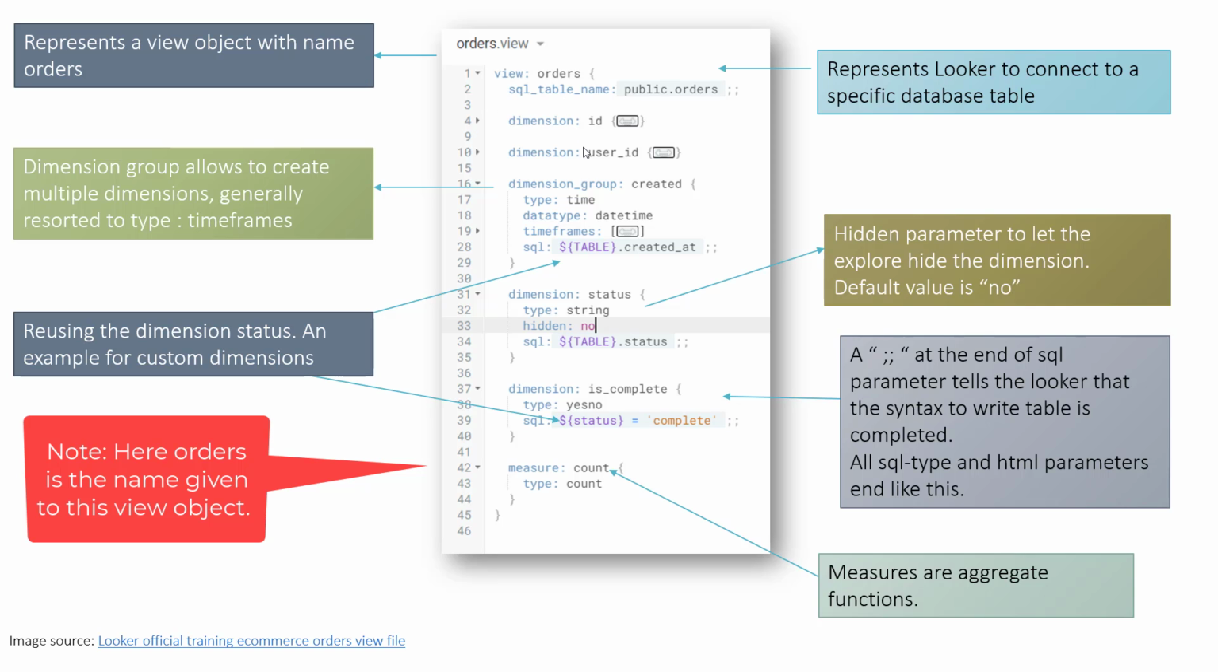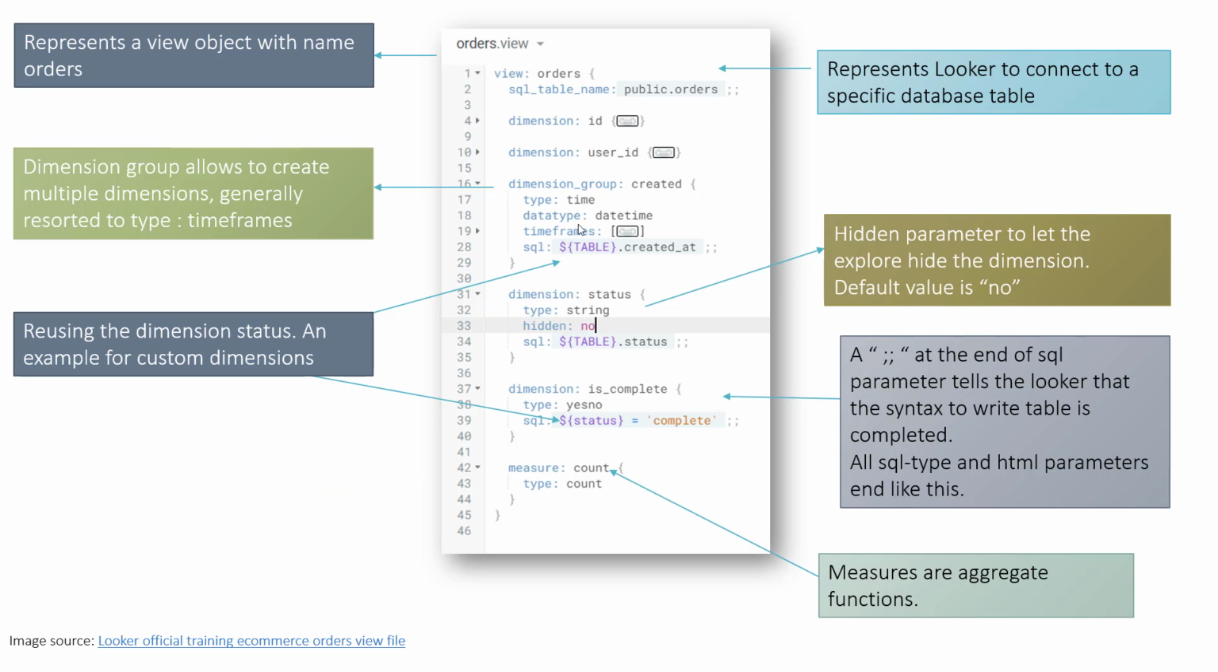It has different fields like dimensions, dimension groups, measures, like that. You'll have different attributes for that object. So for example, here dimension status has attributes type and hidden, as well as SQL. The measure is an aggregate. As I said, it takes count, sum, etc.